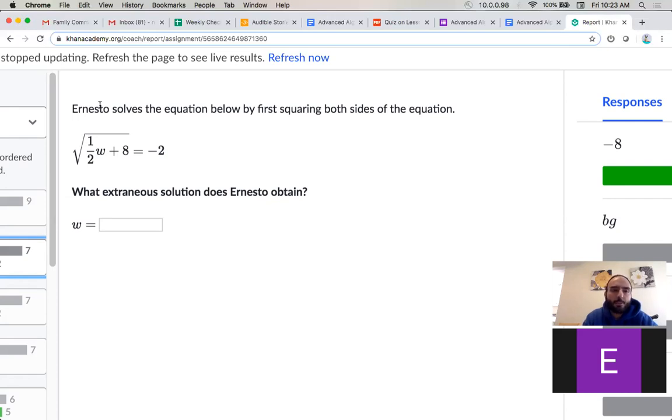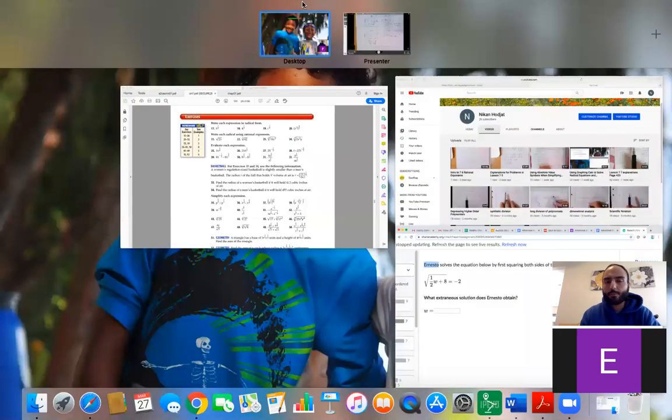But Ernesto doesn't know that. He doesn't stop to consider what's going on. He's just like, oh, I'm going to solve this algebraically and see what happens, right? So here's what his work probably looked like.